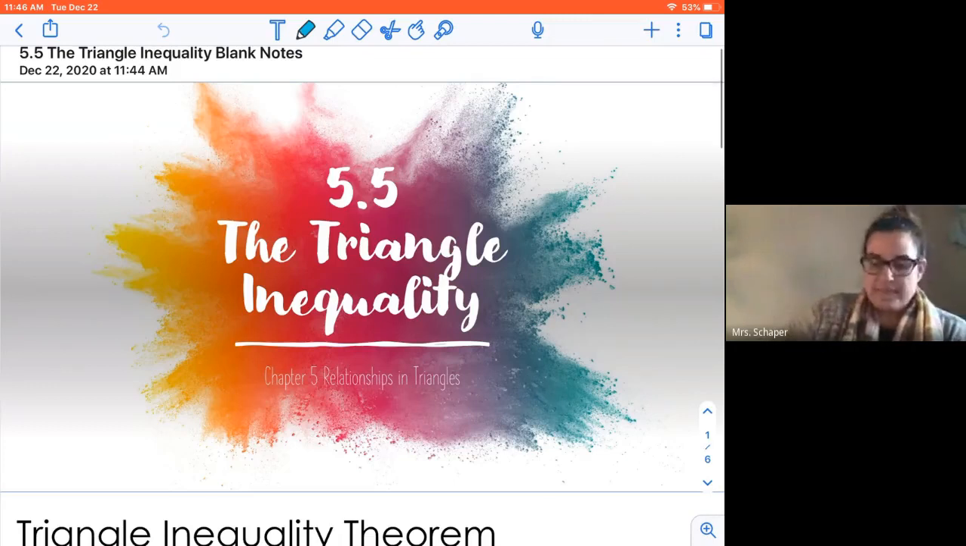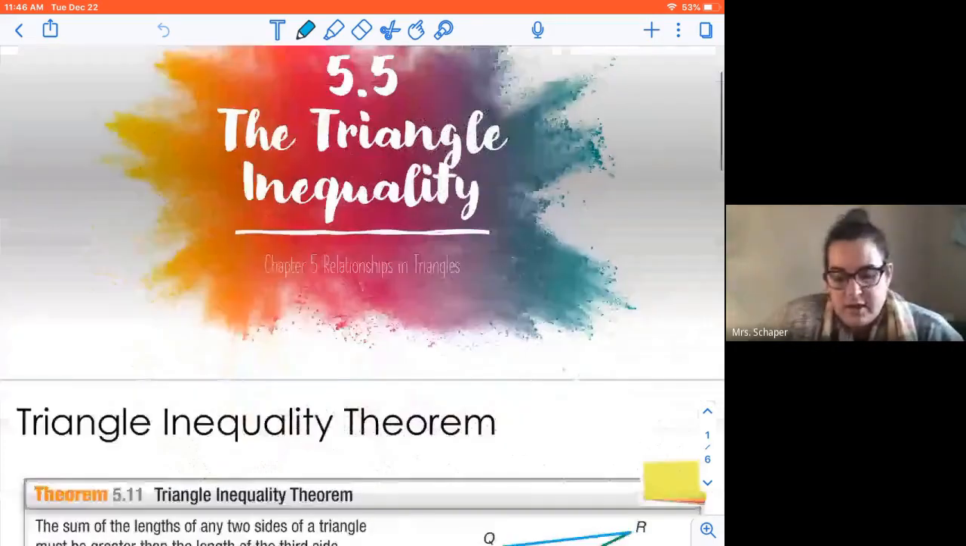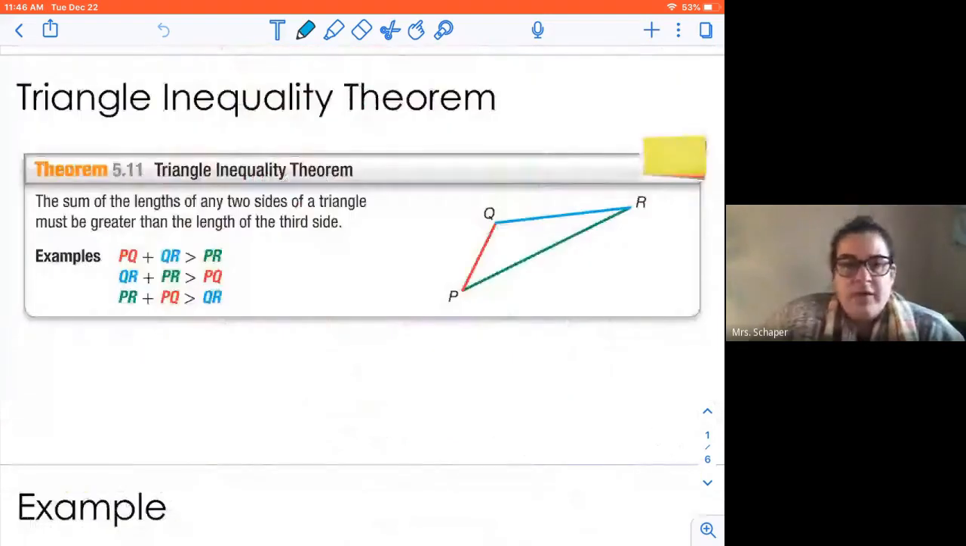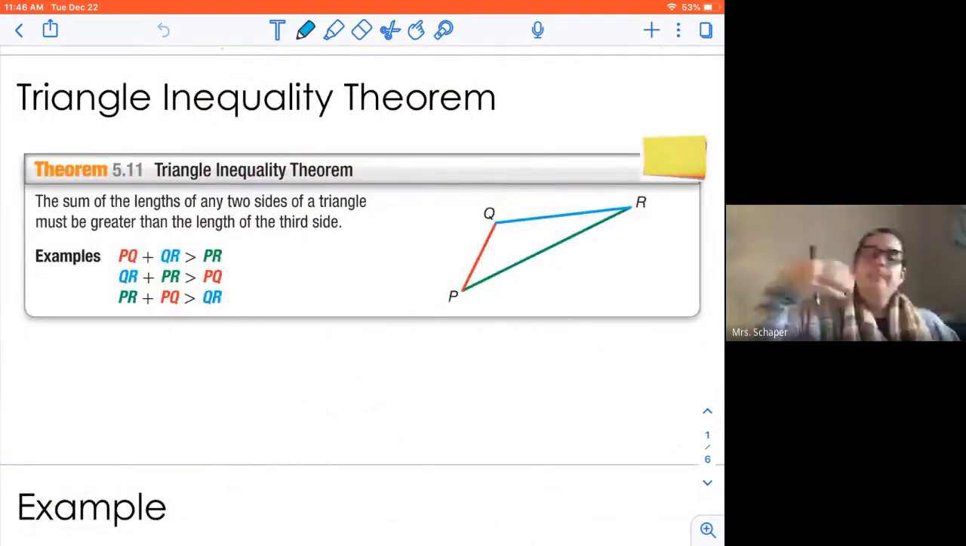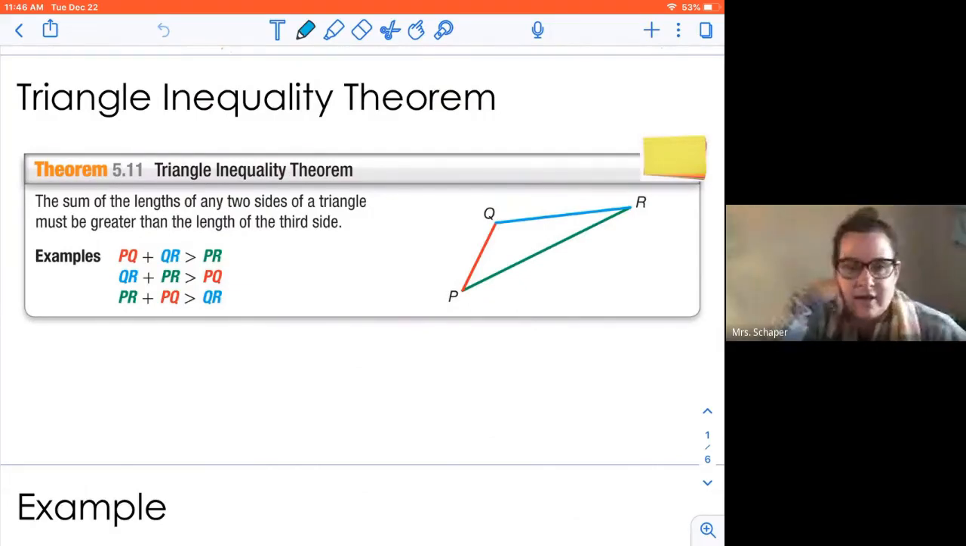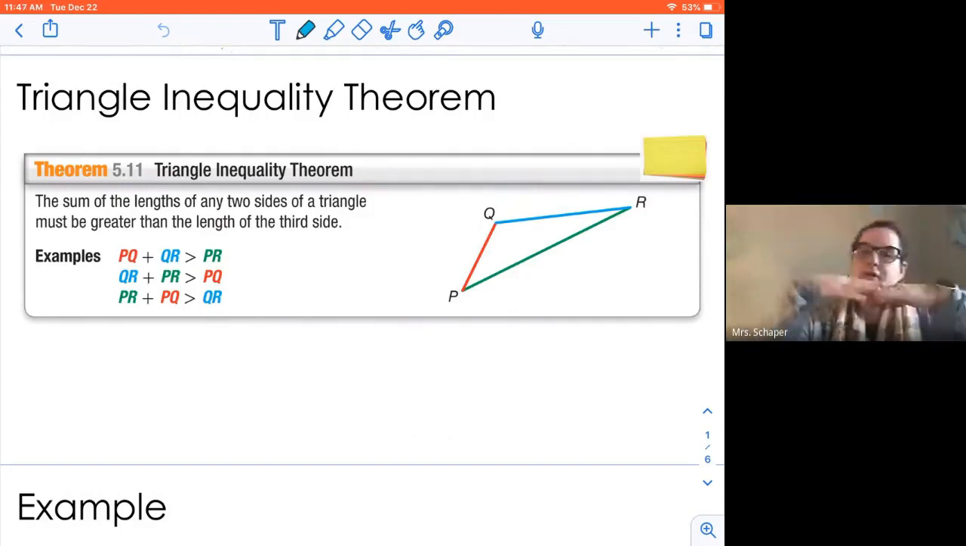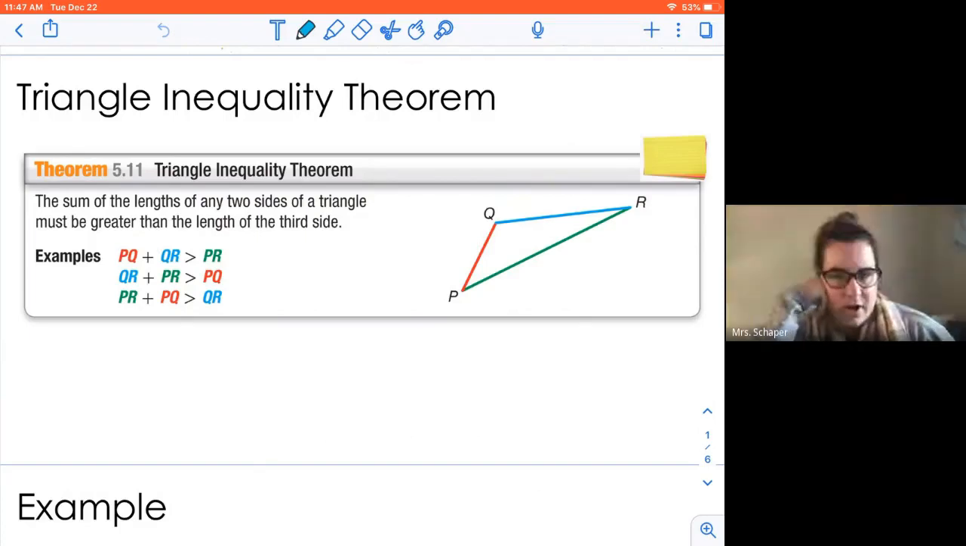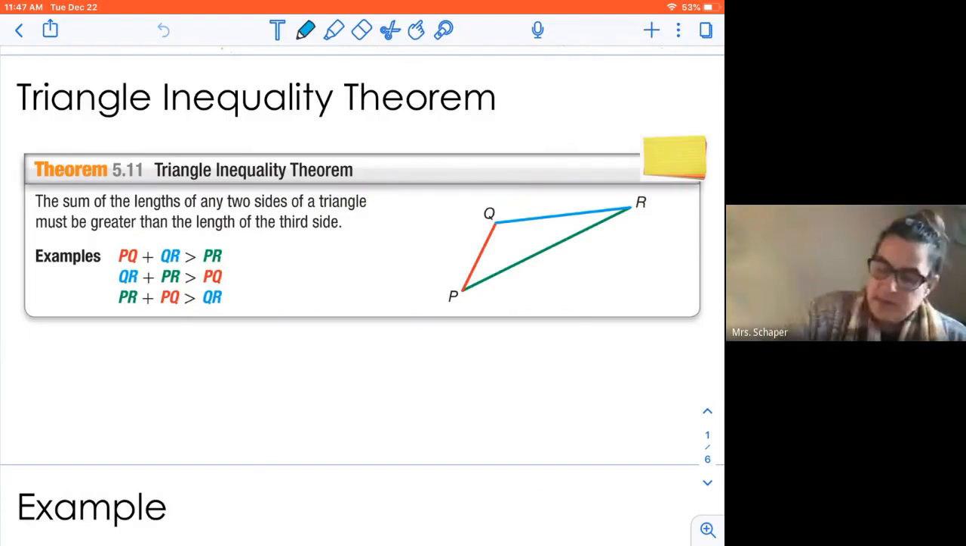So here we go. First thing we're going to talk about is the triangle inequality theorem. What that says is that the sum of any two lengths of a triangle must be greater than the length of the third side. You've learned about this sporadically since 5th grade, so it's now really solidifying it for us. Basically, it's saying if you have two sides, they have to be longer than the third one, or you won't form a triangle. So if I have PQ and QR, their sum has to be greater than PR, or QR and PR has to be greater than QP, and so on.